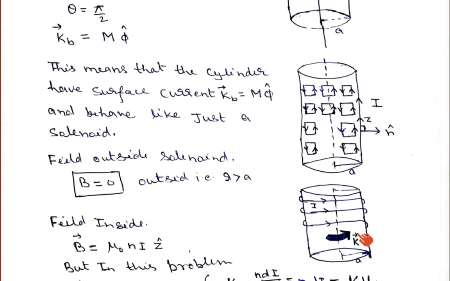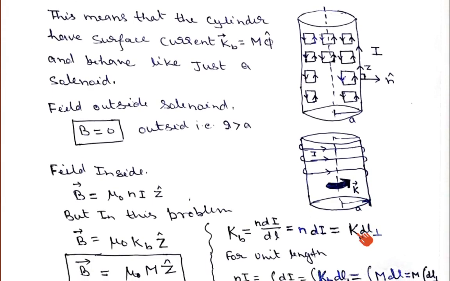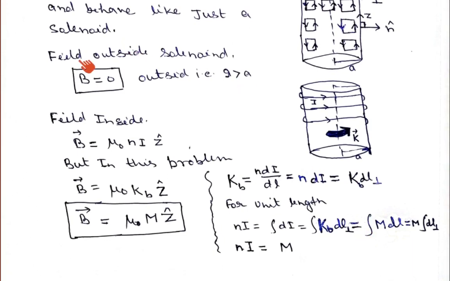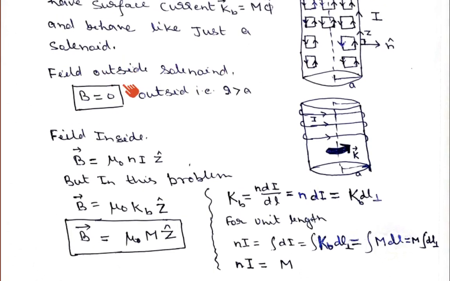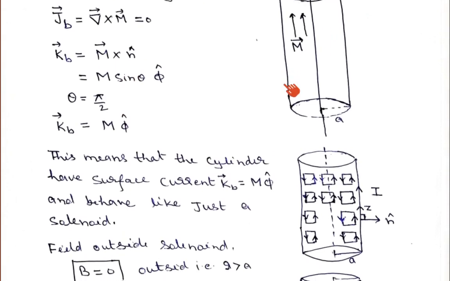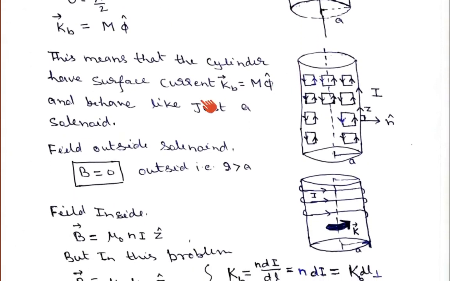So we know the magnetic field outside a solenoid. If we try to write the magnetic field outside of the solenoid, B is equal to 0 outside the solenoid, because there is no net enclosure of current, and we have already proved this. So the magnetic field outside of the solenoid is equal to 0, B is equal to 0. It means in the present problem also, the magnetic field due to a uniformly magnetized cylinder outside will be equal to 0, when r is greater than a.